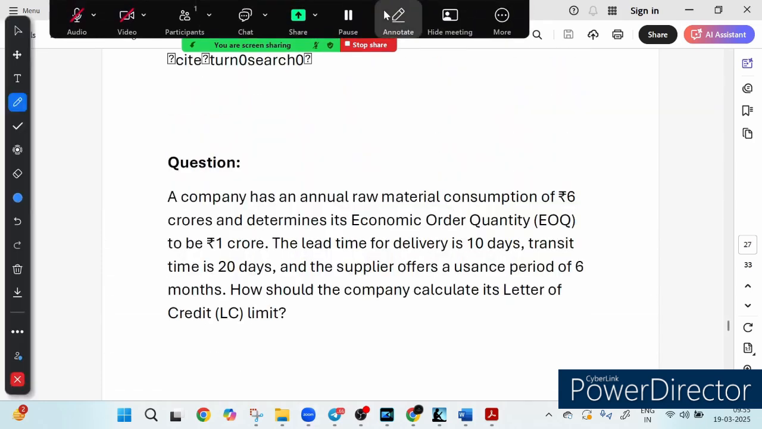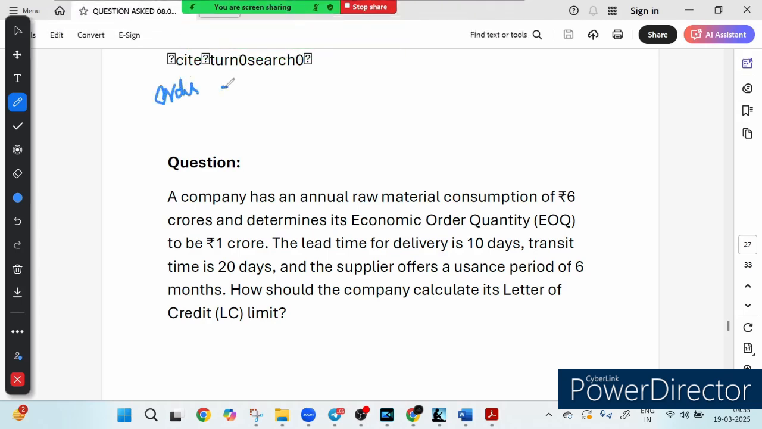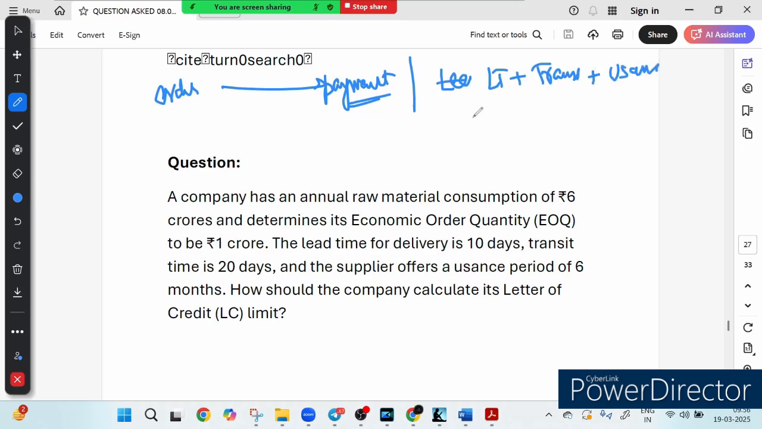First, we need to find out how long an LC remains active from the time of order until payment. This is the time of order, right? And this is the time of payment. So the question is, how long does the LC remain active? So we calculate the duration the LC remains outstanding. How to find it? You just have to add the time. You take the lead time, you add transit, and finally you add the usance period. So add all of them. So how much is it?